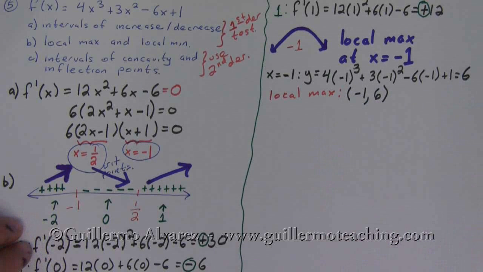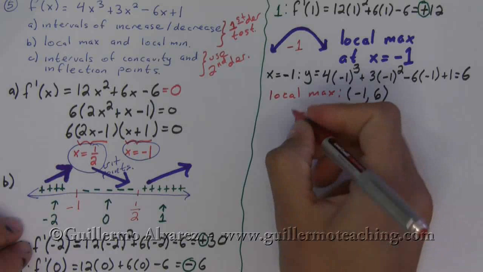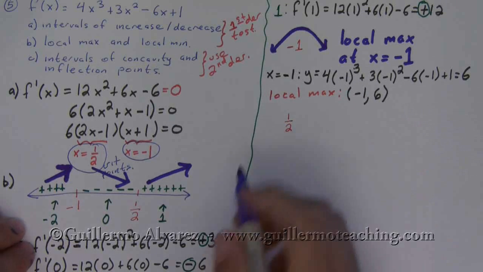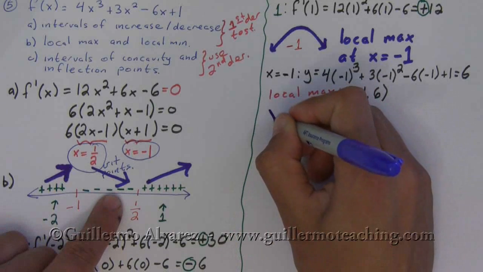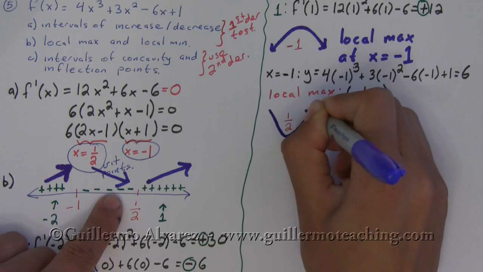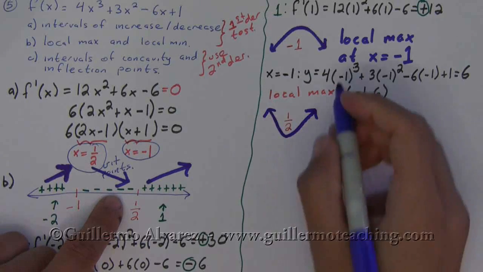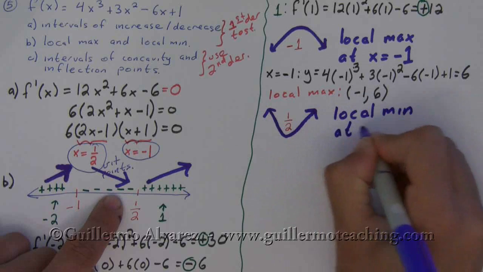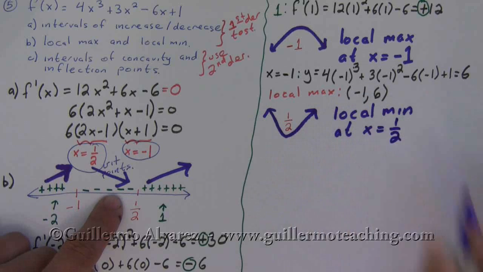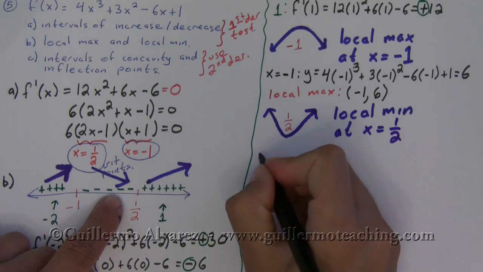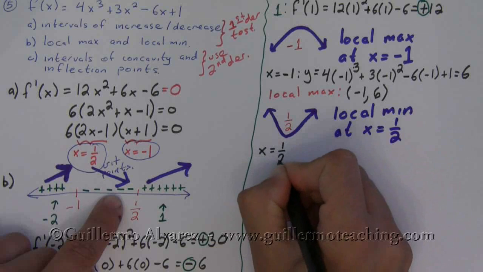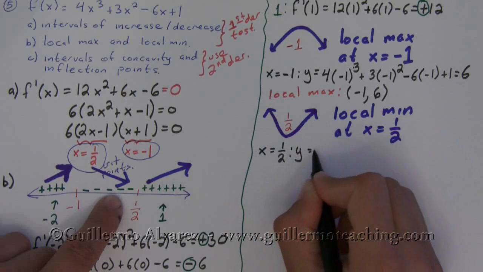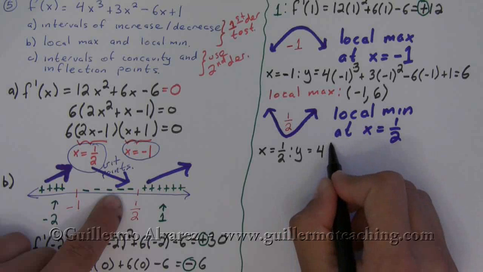Okay, and then applying that same reasoning at 1/2, notice what's happening is that my function is decreasing, and then it's increasing after 1/2, and so that means that I have a local minimum at x equals positive 1/2. And then to find the y value, it's the same idea as up here. I'm going to plug that into the original function.